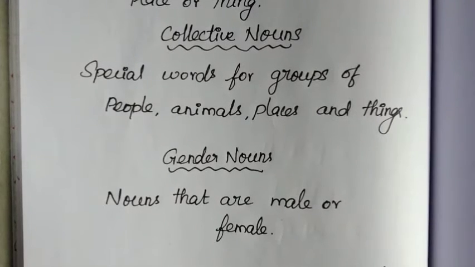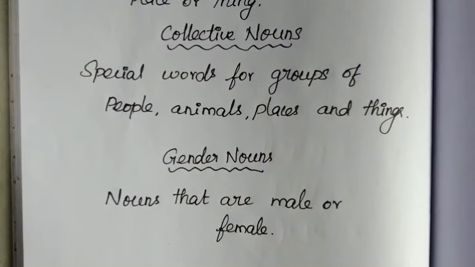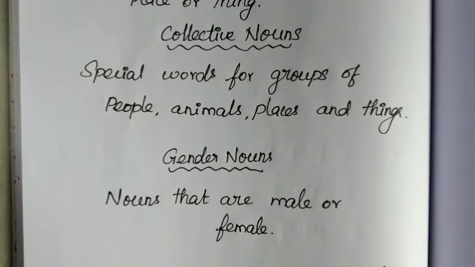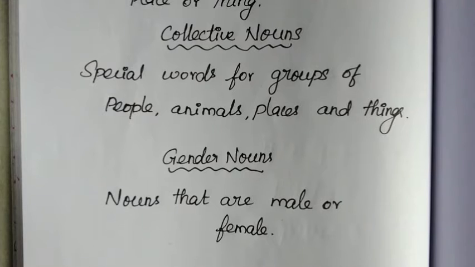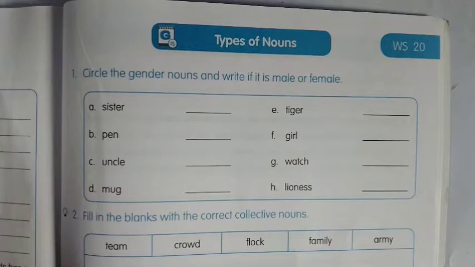Are you clear about these types of nouns? Yes, let us do one activity in our worksheet. So be ready with your worksheet 20 and page number 101 in unit 8. I'm going to start countdown. 3, 2, 1, 0. Have you all opened your worksheet 20?